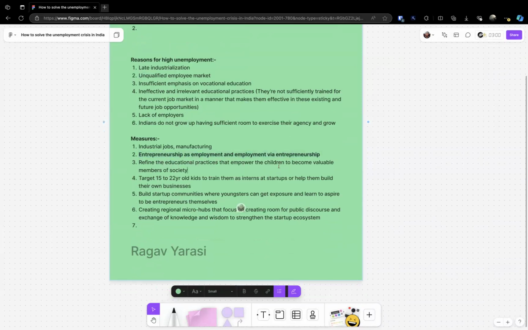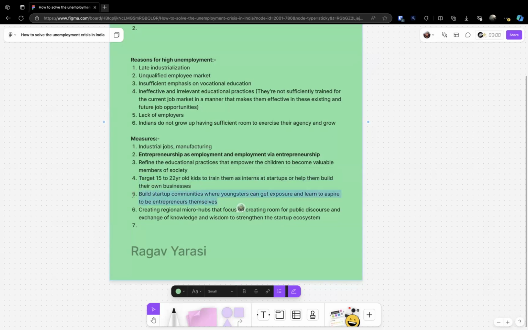And refine the education practice that empowers children to become valuable members of society. Target 15 to 22-year-old kids to train them as interns at startups or help them build their own businesses. So this is one of the things that we came up with as an idea for fixing this issue. Build startup communities where youngsters can get exposure and learn to aspire to be entrepreneurs themselves.